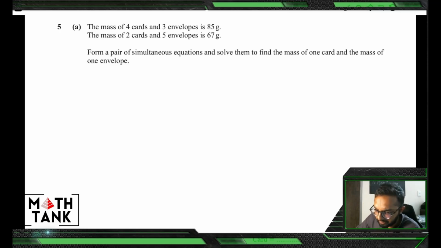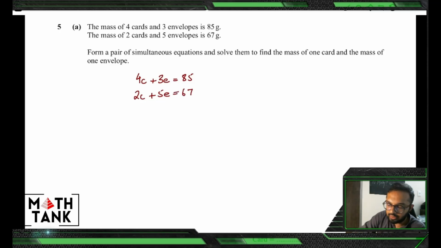Okay, so there's a simple simultaneous equation. So I can just write 4c plus 3e equals 85. 2c plus 5e equals 67. Now remember that you have to show me some amount of working, so you either do a substitution or an elimination. I think elimination is the easy part in this case.